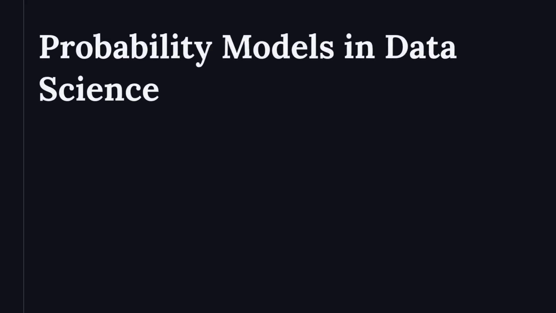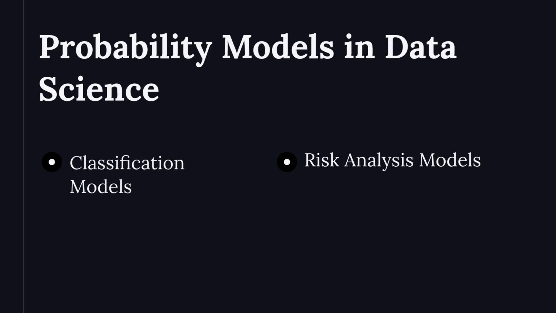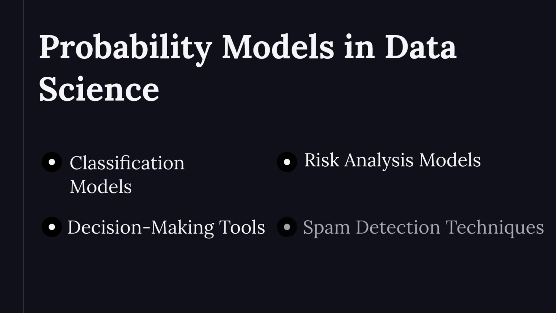Probability underpins many data science models, like classification or risk analysis. Models rarely state certainties, instead providing probabilities. This approach is crucial for decision-making processes. Understanding probability ensures robust model foundations. It's essential for practical applications like spam detection or medical diagnosis.